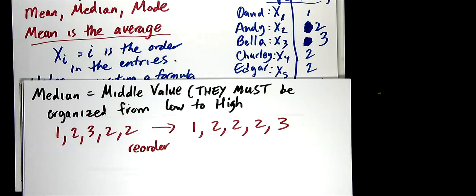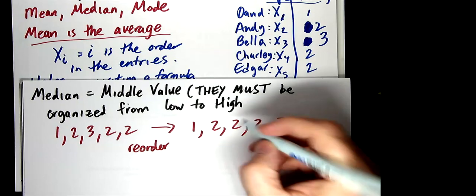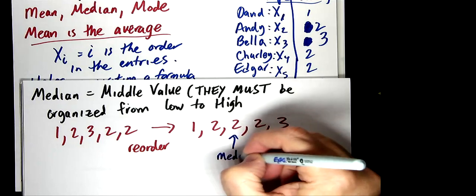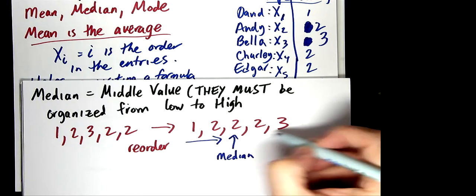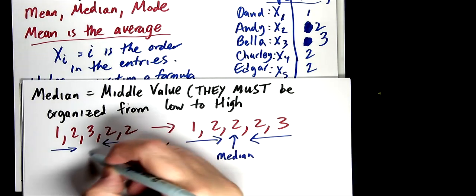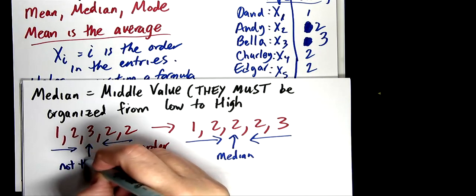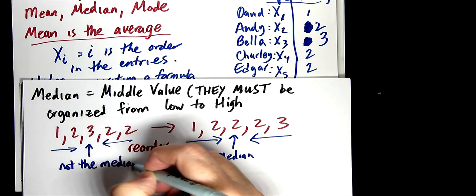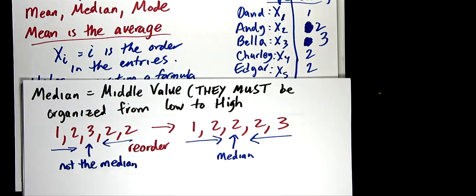Now, the median is just the middle value. You go in equally from both sides. If I did this over here, this says 3. That is not the median. You got to organize them. Thankfully, StatCrunch is going to do all this for you. It's going to do all these operations. But if it's a short list and you go eyeballing it, don't do something like this.